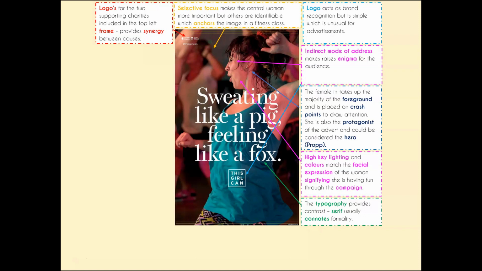Now, the typography that we've got here is a sort of contrast because serif usually connotes formality. It normally tells us that this is a very high class or sophisticated production, whereas here it's used as a bold statement and contrasts to what we've got going on, which is a lady who's obviously not very formal at this point.